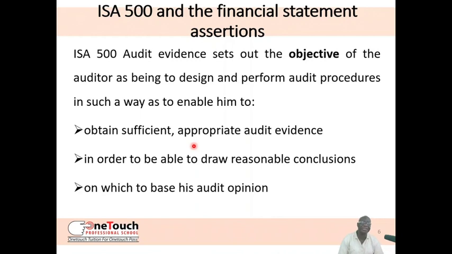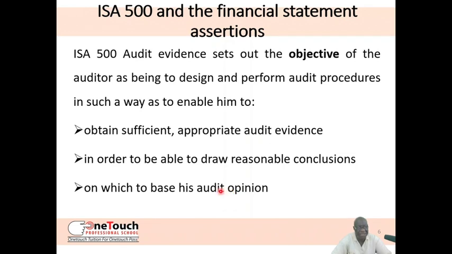ISA 500 and the financial statement assertions. For the auditor to do his work and obtain sufficient appropriate audit evidence, he has to rely on assertions. ISA 500, Audit Evidence, sets out the objective of the auditor as being to design and perform audit procedures in such a way as to enable him to obtain sufficient appropriate audit evidence. So your designing of the audit procedures, your testing and the rest should be sufficient and be able to give you appropriate audit evidence, in order to be able to draw reasonable conclusions, and then base his audit opinion on them. These are the assertions.